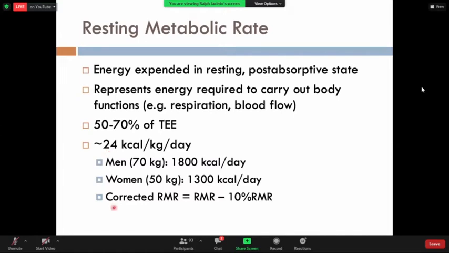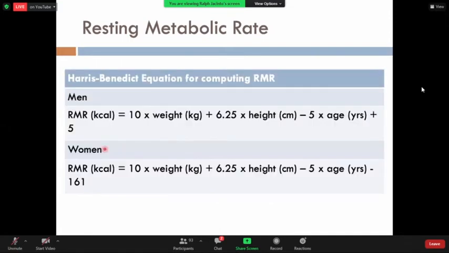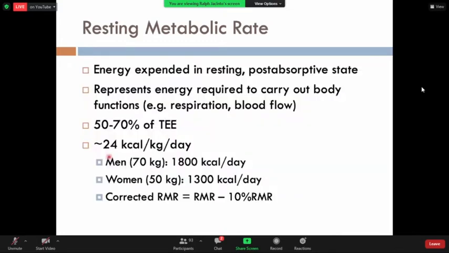In some books, there is what we call the corrected resting metabolic rate, so you just subtract 10% of the resting metabolic rate that we compute. Now, because this one is just an approximation, in order to really calculate our resting metabolic rate, there is the Harris-Benedict equation. It's a formula that would accurately compute our resting metabolic rate. But of course, I'm not asking you to memorize this. The 24 would be enough.